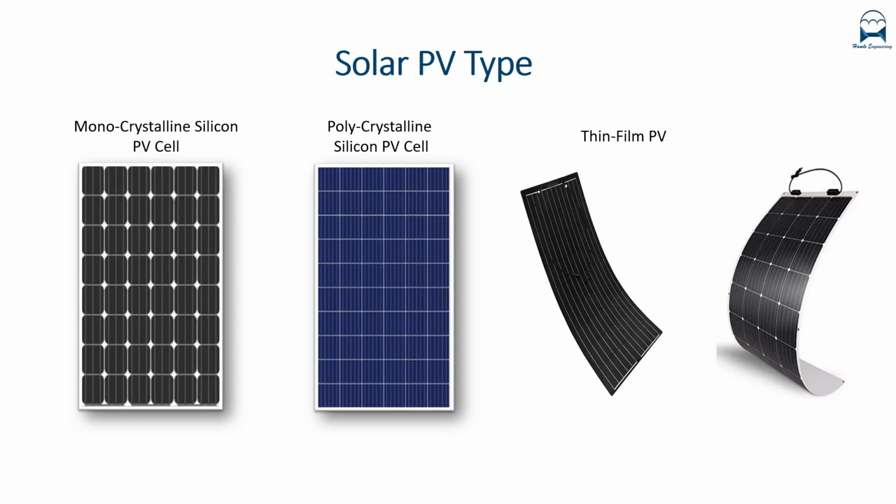A monocrystalline cell comes from a single crystal ingot of high purity, with typical dimensions of 12.5 or 15 centimeters. The ingot has a cylindrical shape, which is cut into thin slices and made into round, semi-round or square shapes.